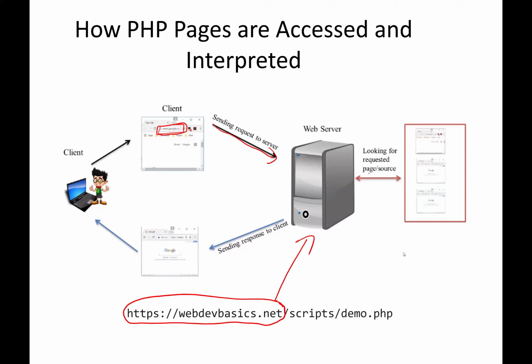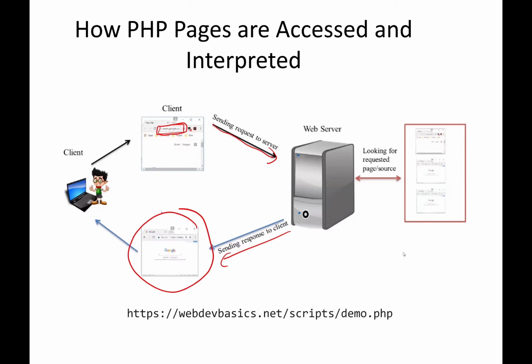And there it looks for the requested page or resource, right? And then it sends the response back to the client, and then I see the result here. Now let's go a little bit deeper into it. When something like this is involved, say instead of just asking for an HTML file, in the URL I am mentioning a PHP file. What does it mean?